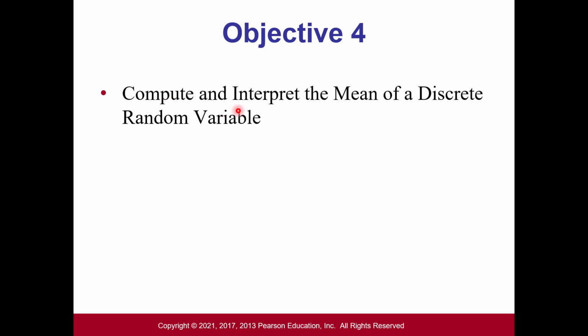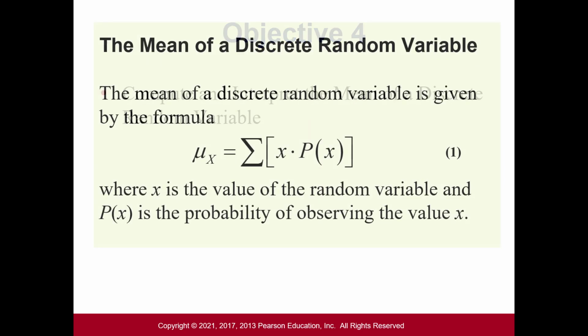Okay, next, let's compute and interpret the mean of a discrete random variable. Remember, the mean is the average. And so here's a formula for us. The mean of a discrete random variable is given by the following formula. Just a couple of notation things to mention to you. This is mu, Greek mu. So mu sub x is going to be denoted for the mean. So when you see this, just think mean or average of your random variable.